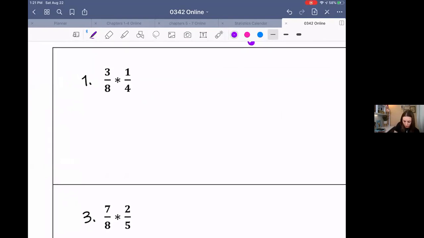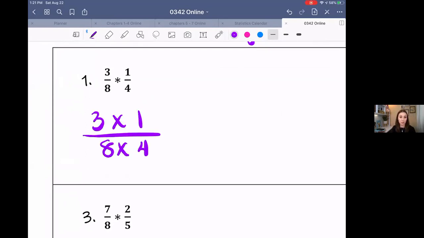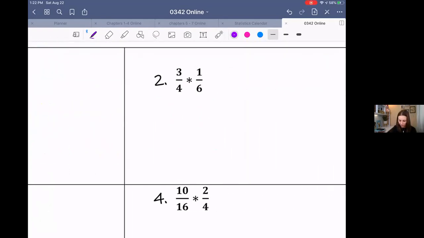It's very straightforward. We're going to multiply straight across on the top and the bottom. That's all. So 3 times 1 and 8 times 4. Then at this point you want to see if it reduces, and 3 and 32 have no factors in common, so that is it. Isn't that so simple? Let's look at the next one.